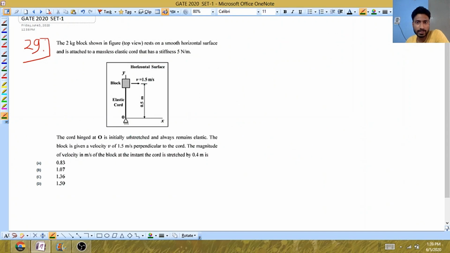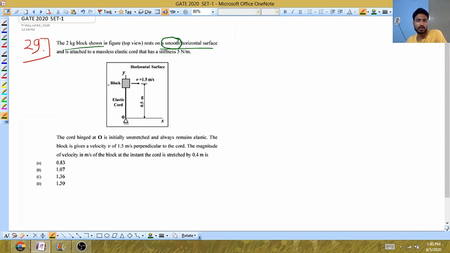So question number 29, what does it say? Question number 29, they have given one diagram. They are saying that there is a 2 kg block, and it is resting on a smooth horizontal surface. They have mentioned smooth. Okay, so friction is not observed.